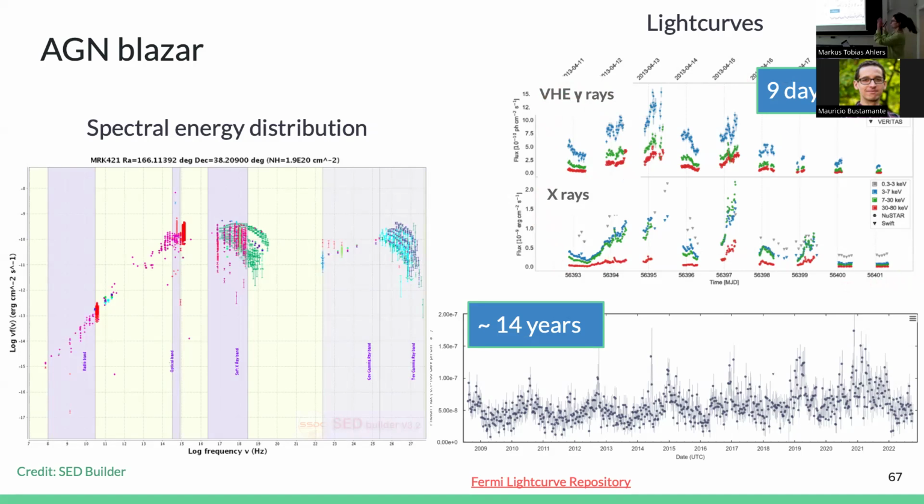But then you can look at the same object on a much longer baseline, going from 2009 to 2022, using Fermi in the gamma rays, GeV, and you can see over 14 years how the overall emission changes.